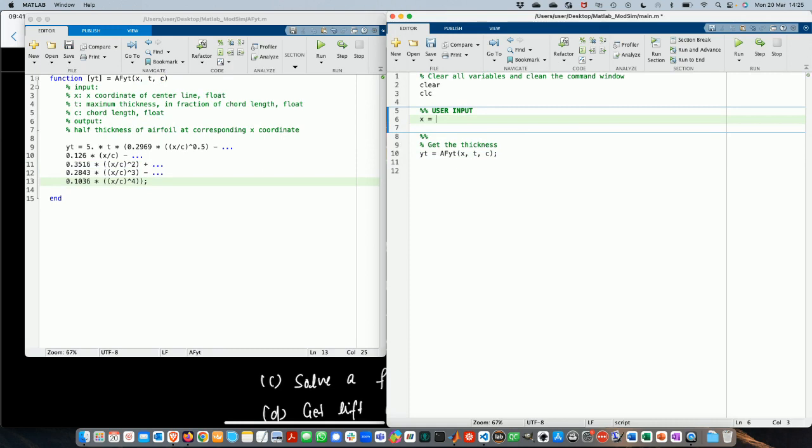So X is basically, let's say, a linspace, 0, comma C, comma, let's say, N.